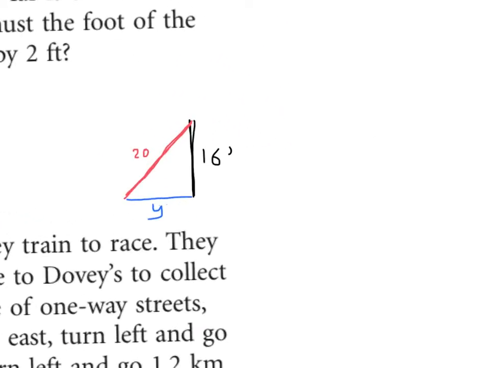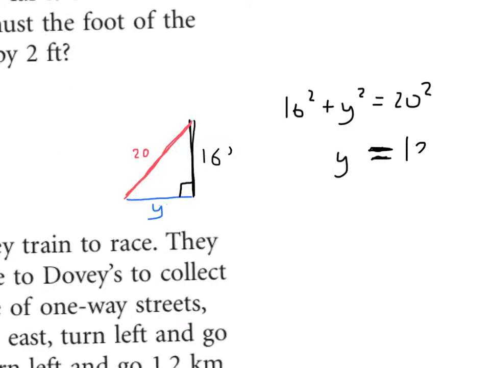Again, we can assume a 90 degrees here. So 16 squared plus y squared is equal to 20 squared. So y is approximately, and this ends up being a perfect square, so that's actually an equal sign right here.